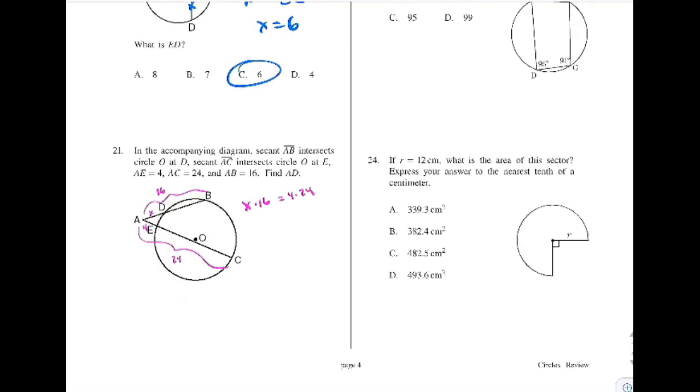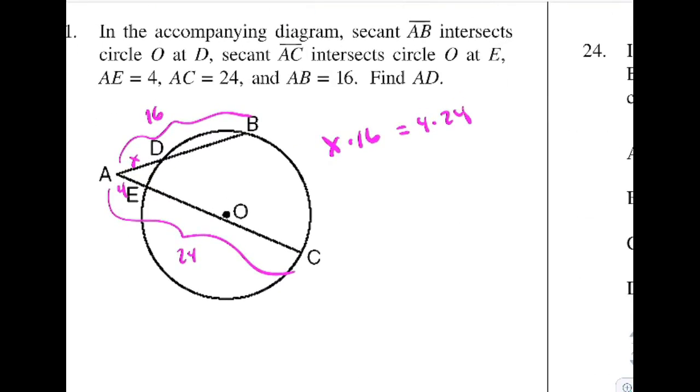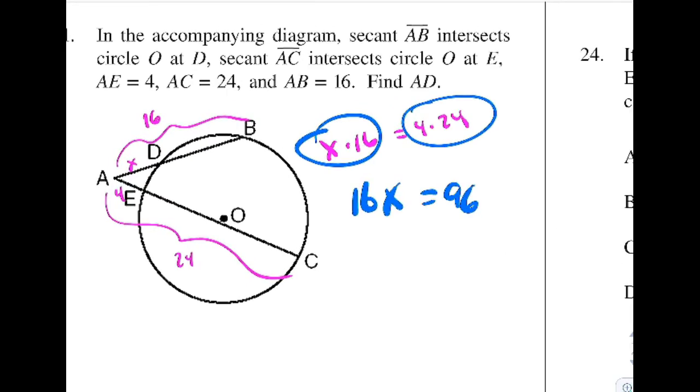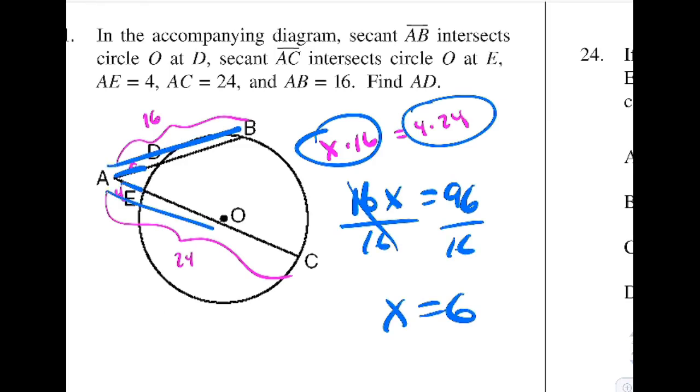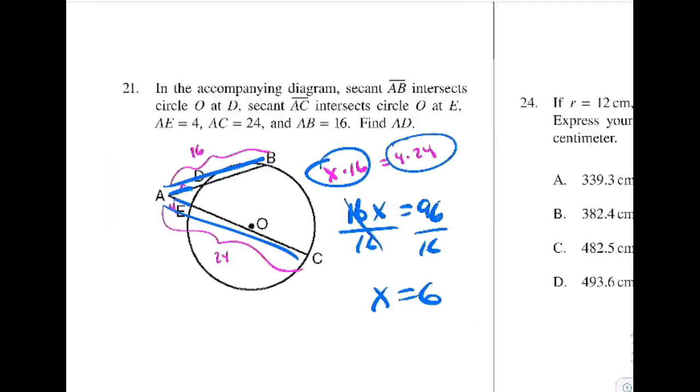Number 21. Outside part times whole thing equals outside part times whole thing. So 16x equals 96. So x would be 6. Outside times whole equals outside times whole.